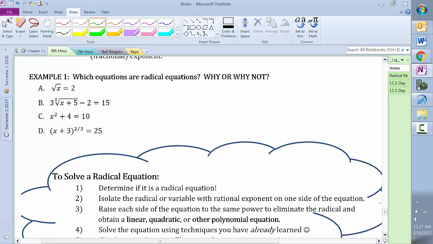Which equations are radical equations, why or why not? So, which one looks like there are no radicals? A and B have radicals, so yes, that is the answer. What about the last one? What about C? Is that a radical? No, I don't see anything. What about D?